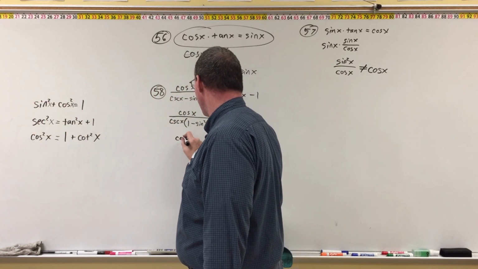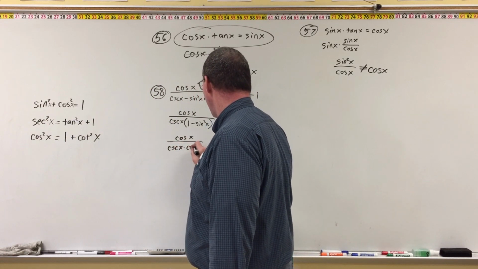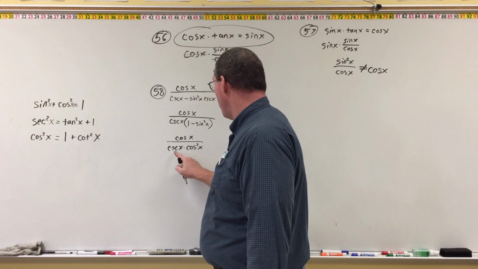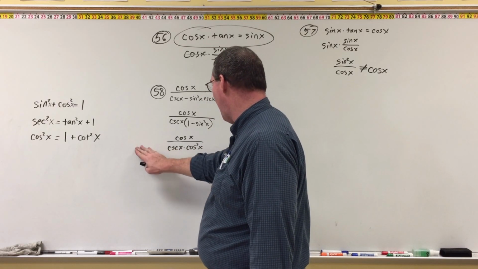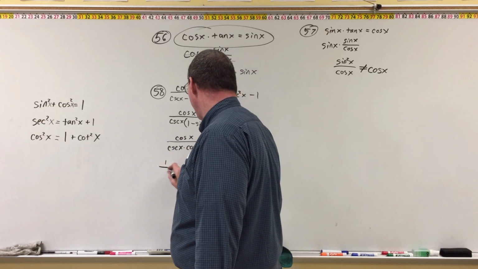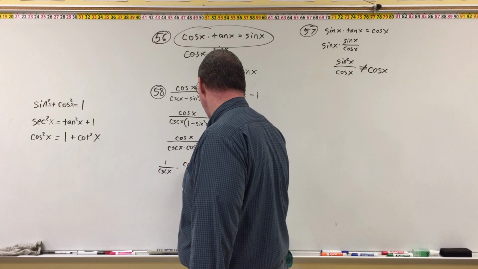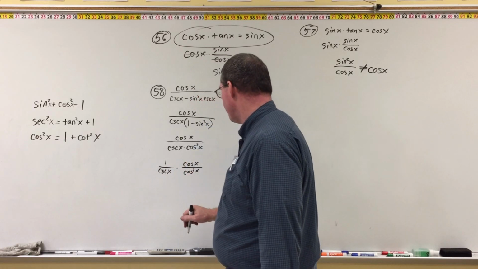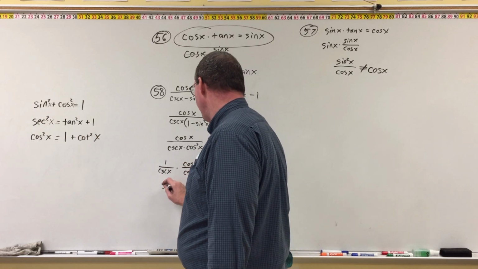So I can rewrite this as cosine of x over cosecant of x times cosine squared of x, right? Now, also, I'm going to move the cosecant of x outside of the fraction. I'm going to make it 1 over cosecant of x times cosine of x over cosine squared of x, right? And isn't 1 over cosecant of x the same thing as sine of x?